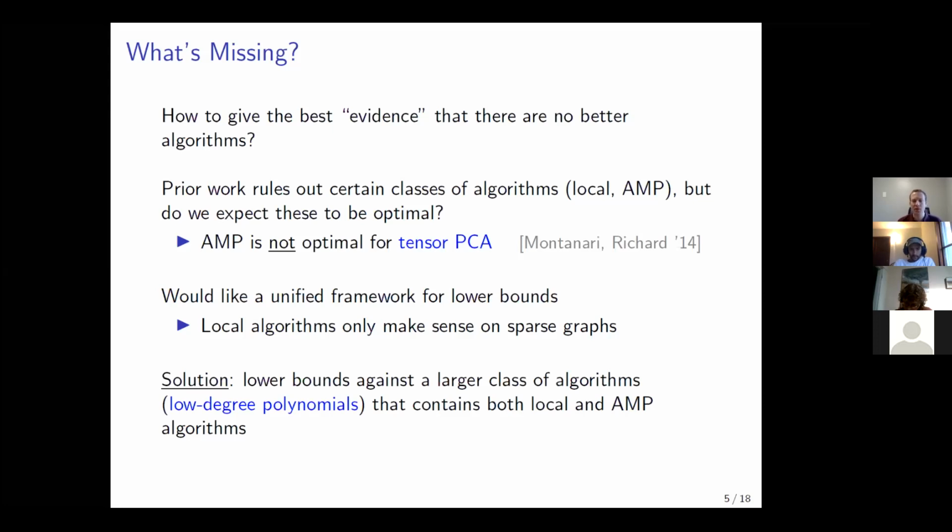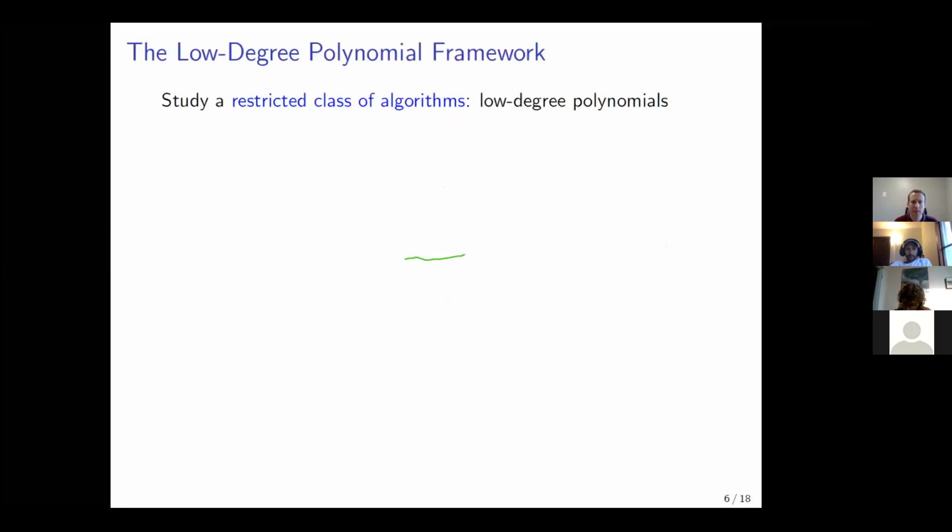And so the solution that we propose in this work is to prove lower bounds against a larger class of algorithms that contains both local algorithms and AMP algorithms and all sorts of other things. It also includes the optimal algorithms for tensor PCA. And these algorithms are called low-degree polynomials. Okay, so what is this low-degree framework? We want to study the power of a certain class of algorithms called low-degree polynomials.